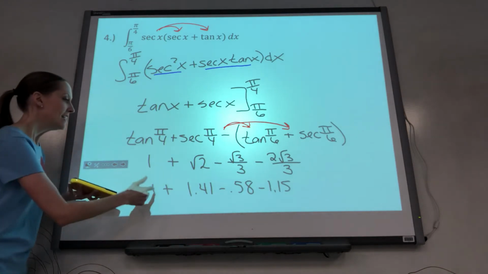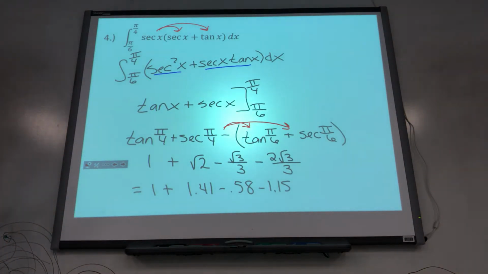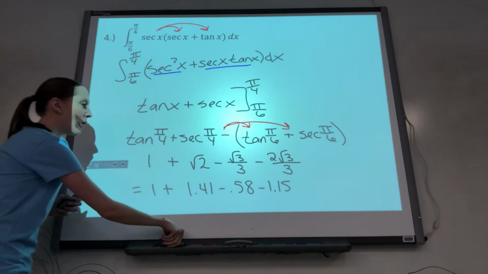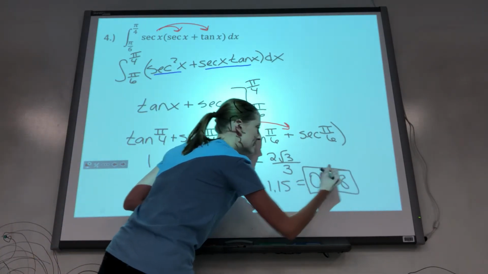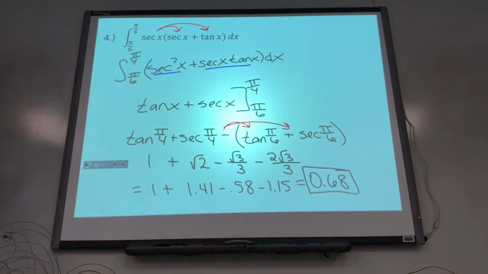That will work. So I've got 1 plus 1.41, minus 0.58 minus 1.15. Okay, I think I got it. I got a 0.68. So 68 hundredths. That would be our answer. That's the area between that function, whatever that would look like, and the x-axis. Okie doke. Any questions about that one?